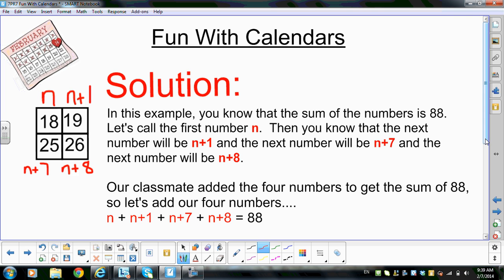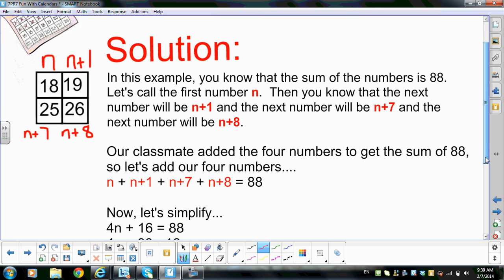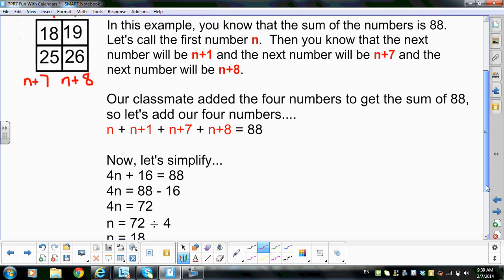Our classmate added the 4 numbers to get the sum of 88. So I added all 4 numbers to get 88. So let's add our 4 numbers. So I'm going to pretend I was Mr. Johnson and I didn't know my 4 numbers. So I'm going to add together n plus the n plus 1 plus the n plus 7 plus the n plus 8. So that's everything that I don't know.